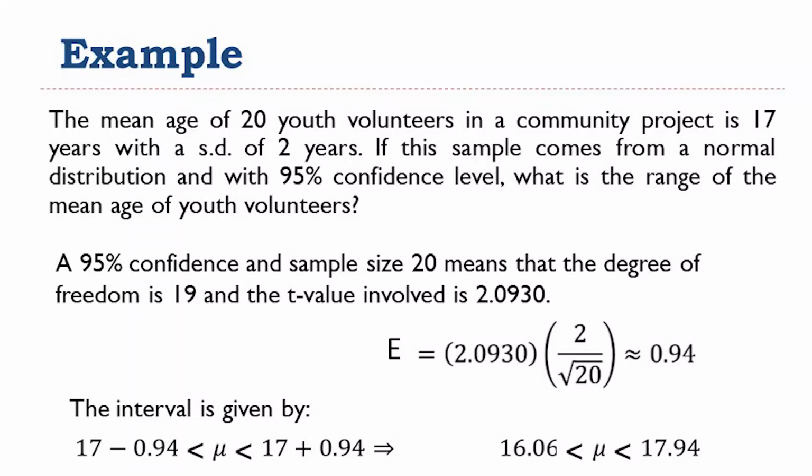Example number 2. The mean age of 20 youth volunteers in a community project is 17 years with a standard deviation of 2 years. If this sample comes from a normal distribution, meaning it's normally distributed, and with a 95% confidence level, what is the range of the mean age of youth? So, meaning you're referring to the range or the interval, okay? The confidence interval of the mean age of the youth volunteers.